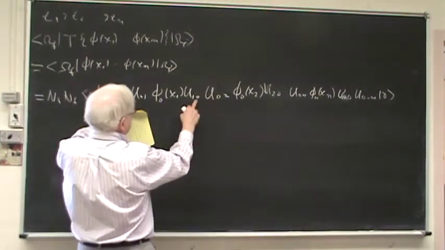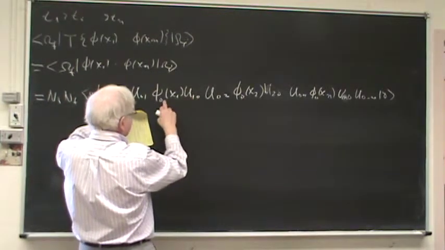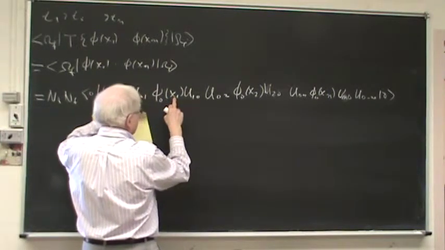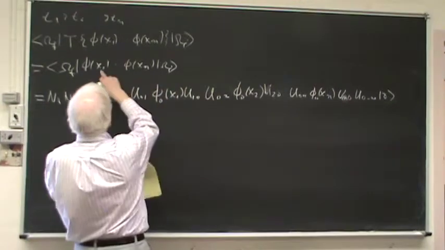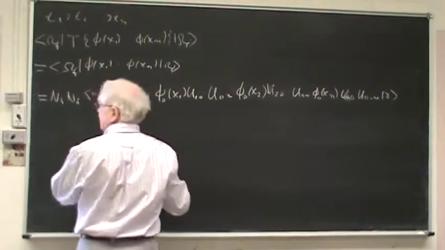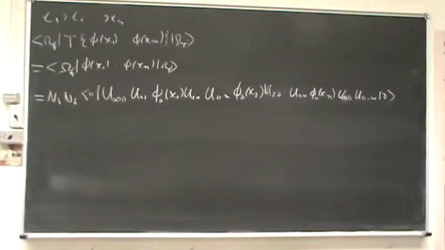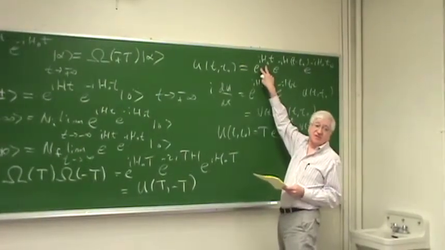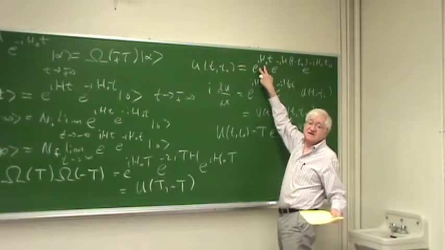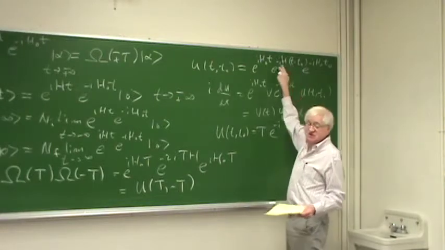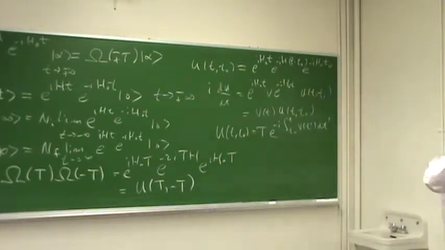And then these factors take the free field at time t1 into the interacting field at time t1. Because with U, what you've got is the e to the iH0 first that undoes the free time dependence, and then the e to the minus iHt, which does the fully interacting time dependence.